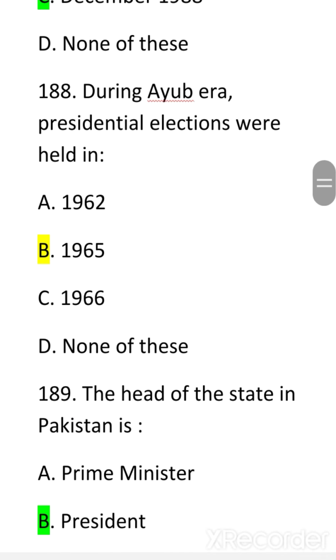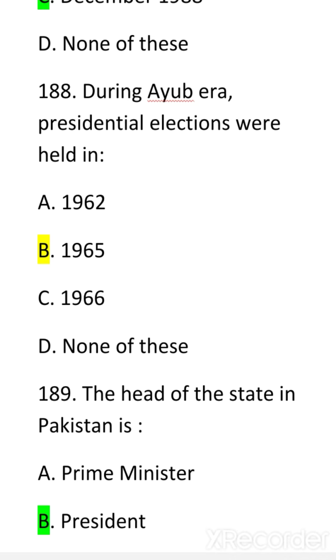Question number 188. During Ayub era, presidential elections were held in option A 1962, B 1965, C 1966, D none of these. Correct option is B 1965. Pakistan's second presidential elections were held on 2nd January 1965.